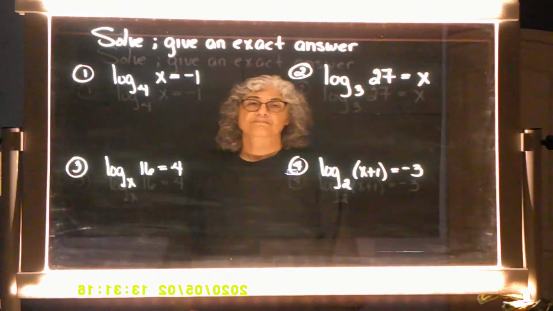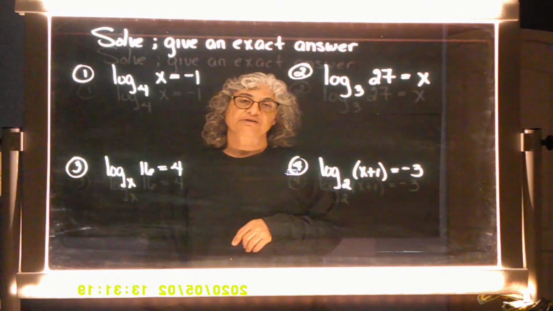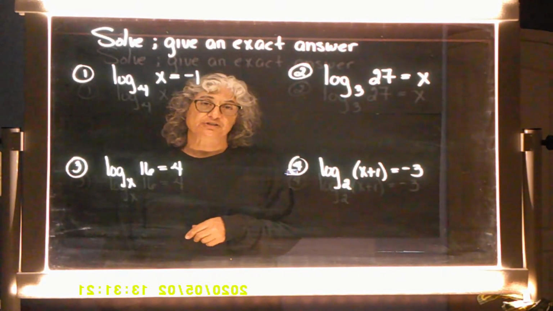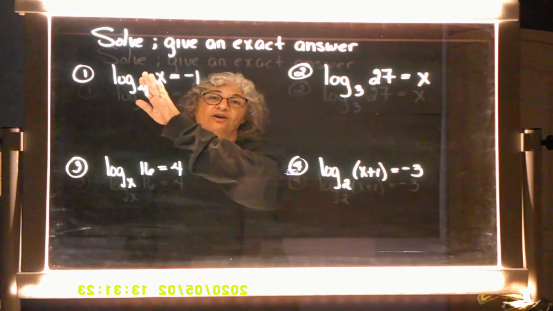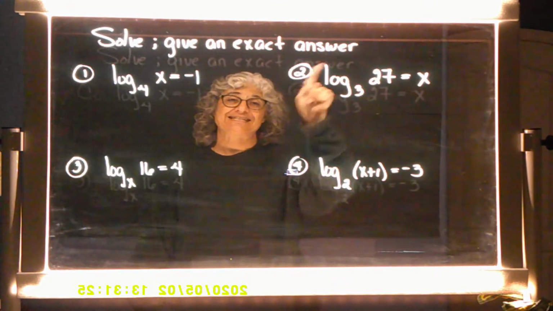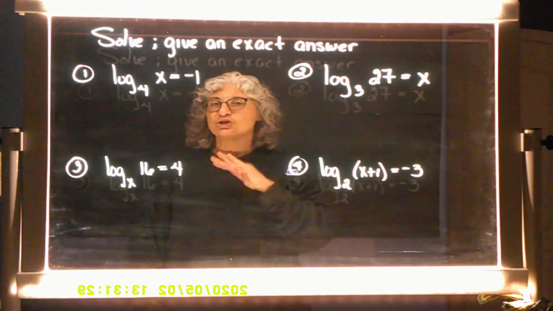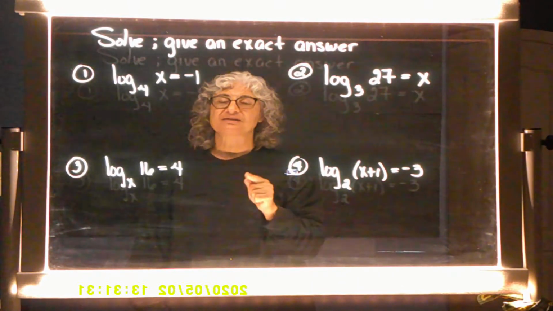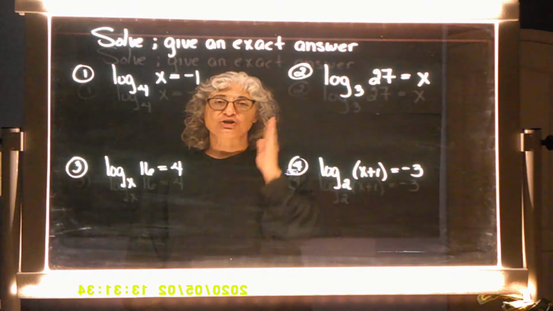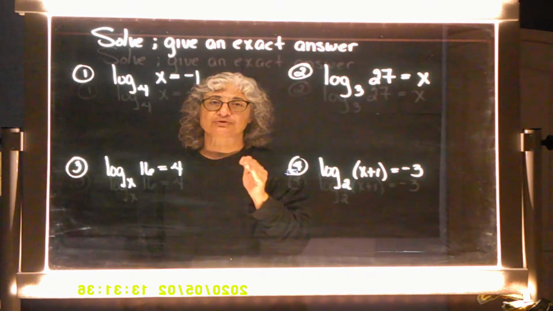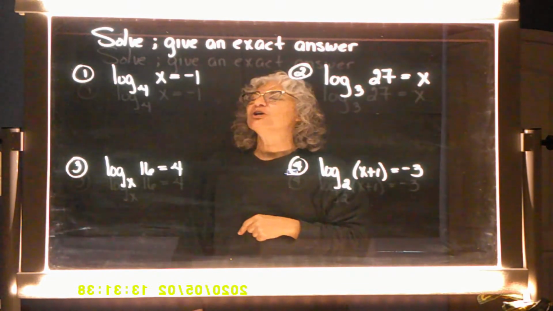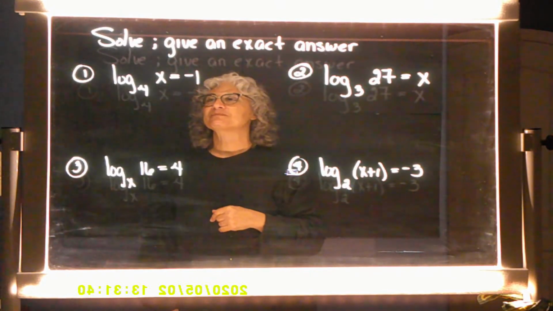Okay, hang in. Okay, so let's do some solving of some simple logarithmic functions. Now notice the directions say to solve, but they say to give an exact answer. You're like, well, what does that mean? That means no calculator. That means no decimals. Remember that. Give an exact answer means no calculator, no decimals. So stay off them calculators. Okay, so here we go.